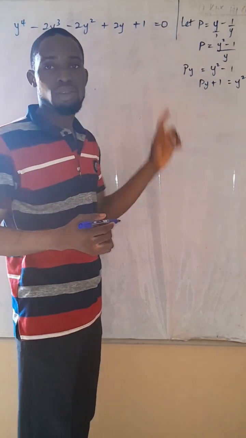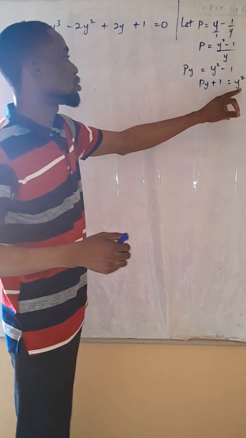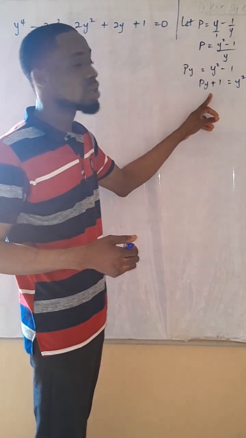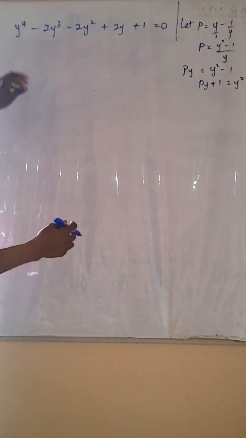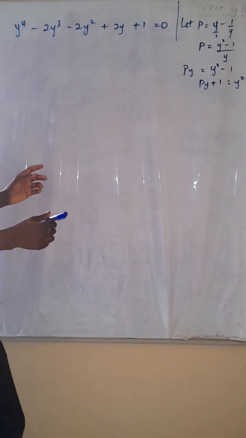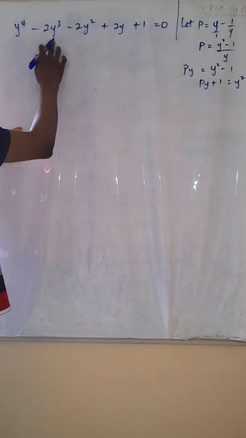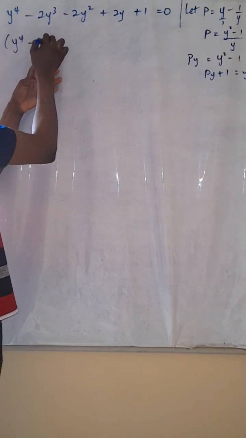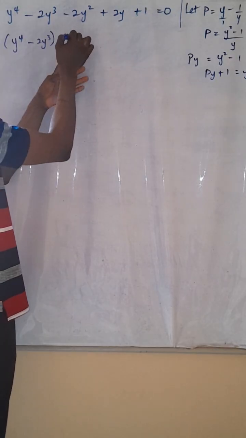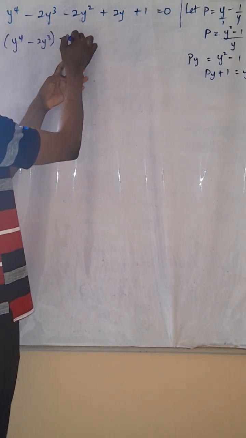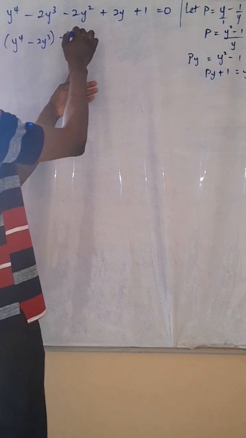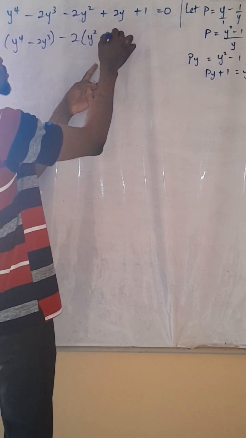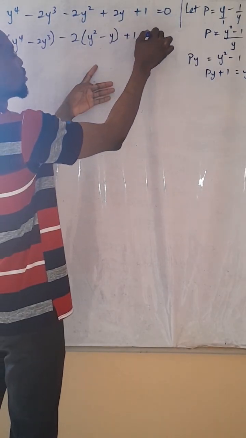So let's leave this as a particular equation. It means whenever I see y squared, in this case, I'll substitute py plus 1. Now let's solve. Now, reducing this equation, how do I go about it? The first method is to say, let's group this. So I have y to the power 4 minus 2y to the power 3, then minus 2 into what? y squared minus y plus 1 all equals to 0.